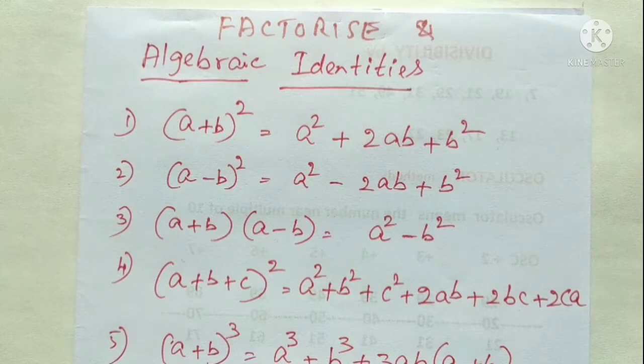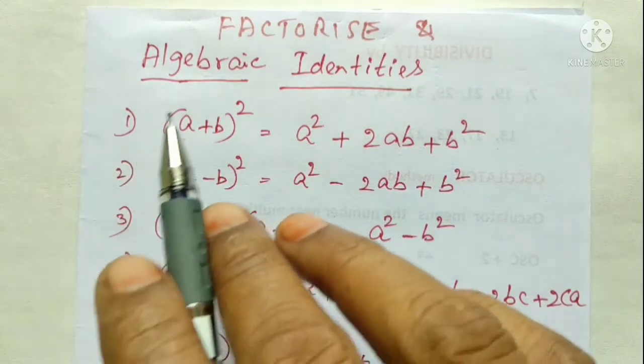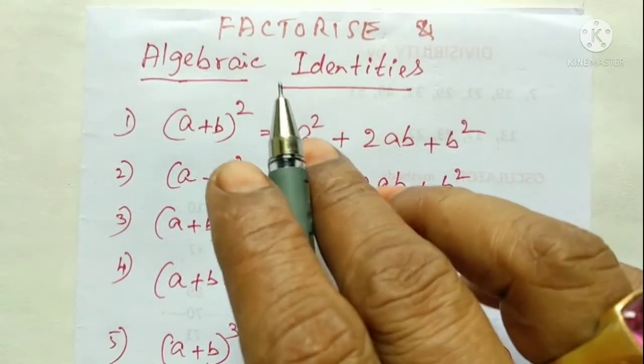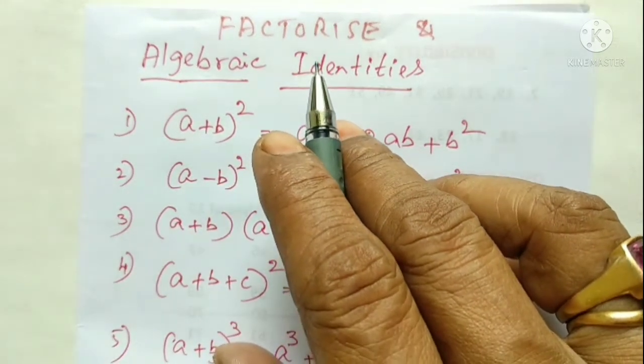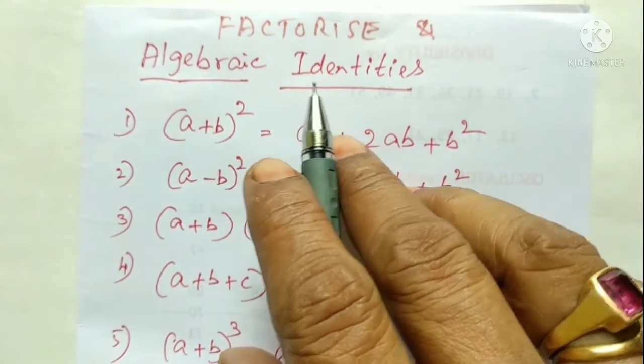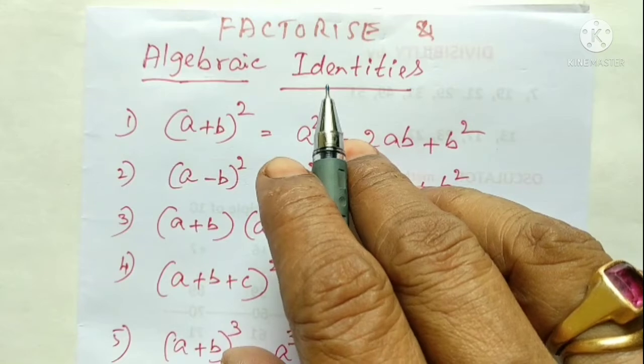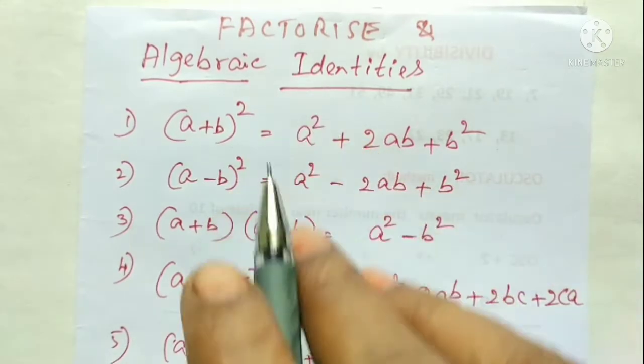Dear students, in the last class, we learned about the remainder theorem, factor theorem, and a part of factorization of algebraic expressions. Today, we learn about the algebraic identities and factorizing the algebraic expression using these algebraic identities. What are the algebraic identities?